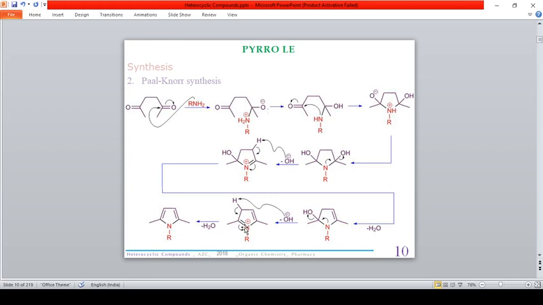But is it satisfied this time? Yes, it is. How? Because this structure has 6 pi electrons in conjugation, and that satisfies the 4n plus 2 pi electrons in conjugation, which is a condition for Huckel's rule for aromaticity. So now this compound has become aromatic and the lone pair of nitrogen is at peace at last. So the final product will be this.